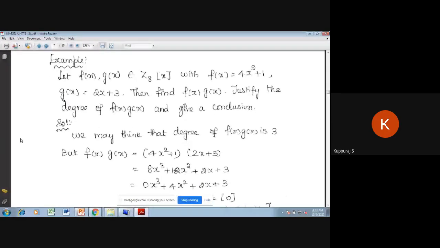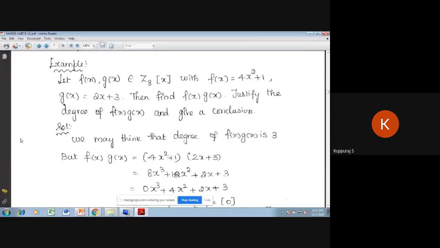Now multiply f(x) into g(x). So (4x squared plus 1) into (2x plus 3). Now 4x squared is multiplied with 2x and 3. That is 8x cubed plus 12x squared. Now 1 is multiplied with 2x and 3. So 1 into 2x is 2x, 1 into 3 is 3.